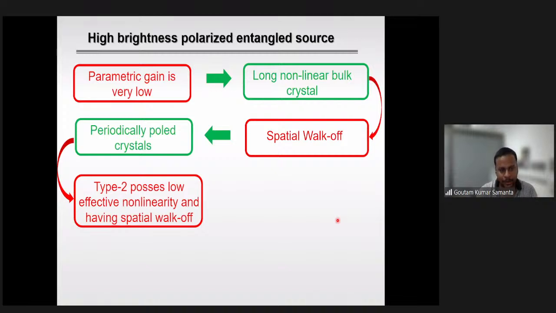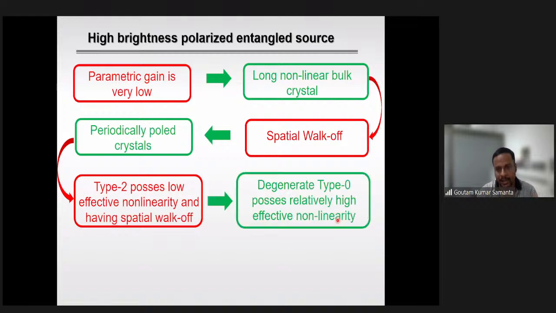That's why people use periodically poled crystals for type 2 phase matching. But then again, all the problems I have explained so far come in: even though you use a periodically poled crystal, the highest nonlinearity is not exploited, and spatial walk-off is still there, so that will also limit it. In any case, to enhance the conversion efficiency or the brightness of the source, one has to use a periodically poled crystal with type 0 phase matching, so that you get the highest nonlinear coefficient. And it has to be degenerate, because if you move away from degeneracy, the nonlinear gain goes down.